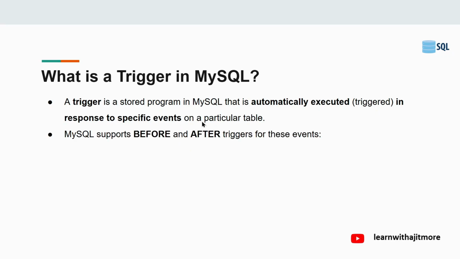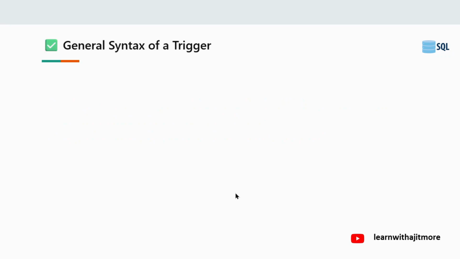MySQL supports before and after. Should the trigger get executed before that event or after that event? Any one you have to mention. And the events are insert, delete, update. Only for these you can write triggers, remember. For the insert operation, update operation, and delete operation, not for select and so on. Okay. Now we'll see the general syntax of a trigger.